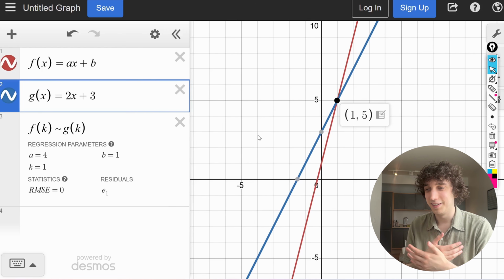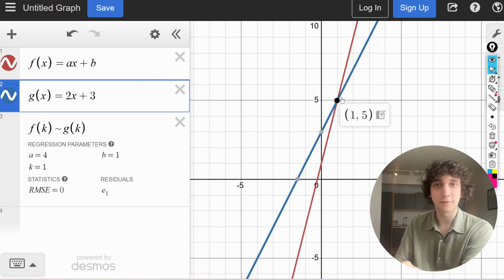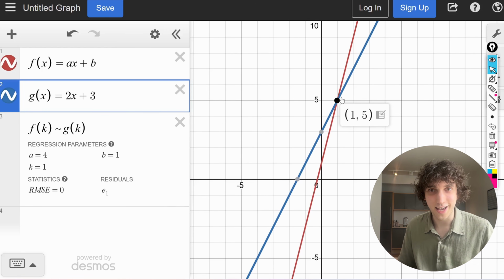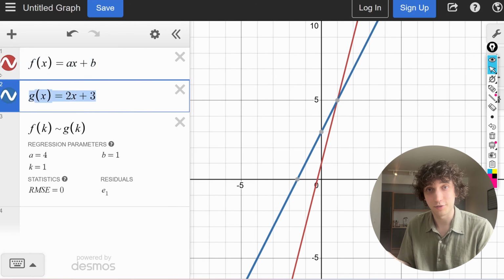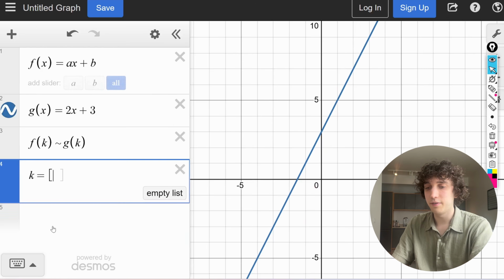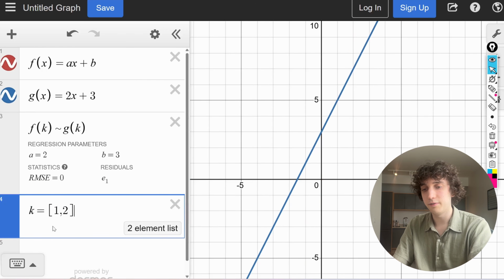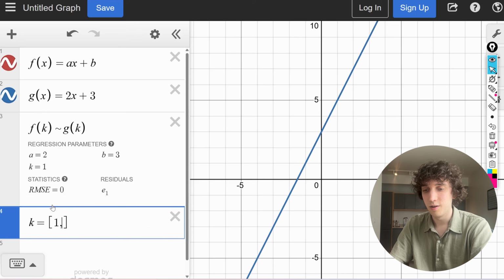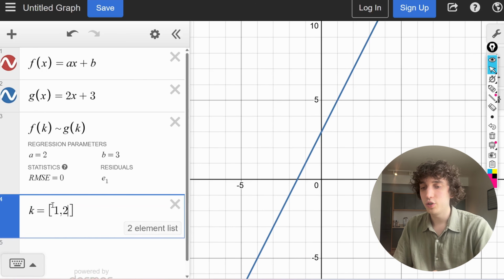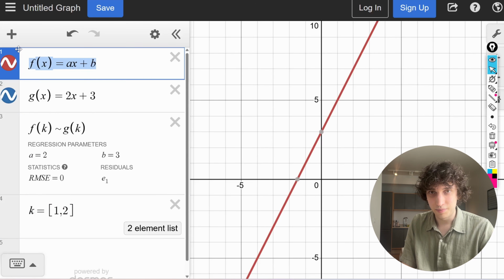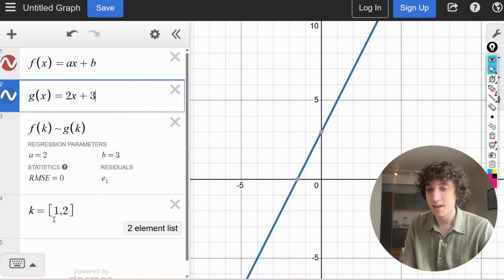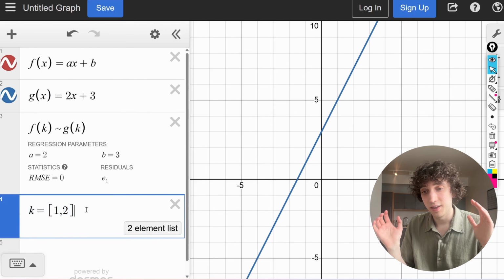The problem is a equals 4 and b equals 1, even though they work for k equals 1, they don't work for any other k, right? And so our red line, the left-hand side, and our blue line, the right-hand side, are not actually the same. So we need to tell Desmos, don't just find values that work for k equals 1, but also find values that work for k equals 2, or any other point. I could have made this point 3 or 5 or pi or 1 million, right? We just want Desmos to find an a and a b value that makes ax plus b fit 2x plus 3 at the points 1 and 2. That's what all this is saying.